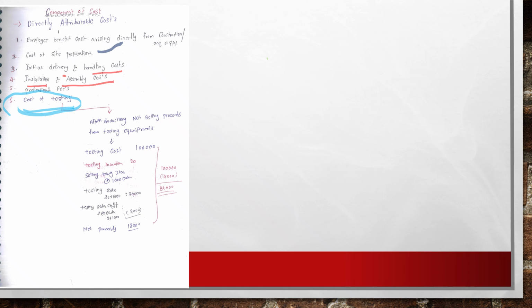After deducting the net sales proceeds from the testing equipment, say suppose the testing cost is 1 lakh. The testing machine produced 20 units, and we sell those items for 1000 each. The testing sales are 20,000. To sell that 20,000, I have incurred 2,000. So the net proceeds from the testing items is 18,000.